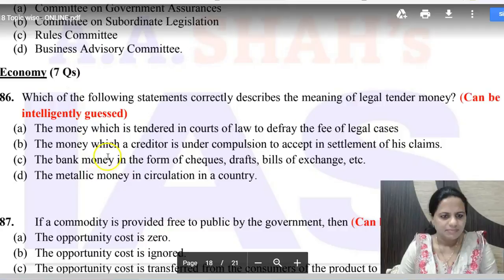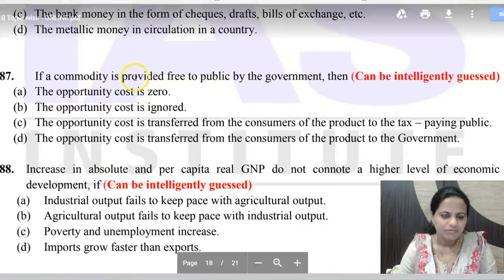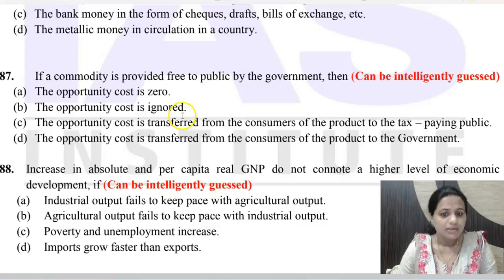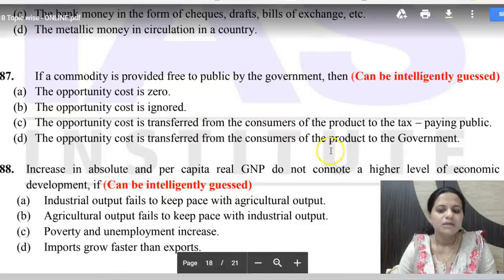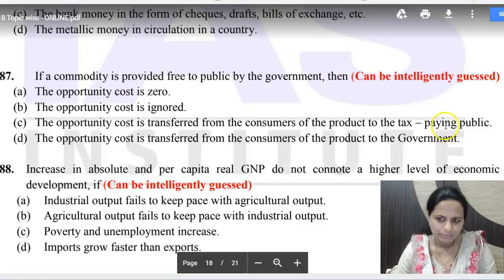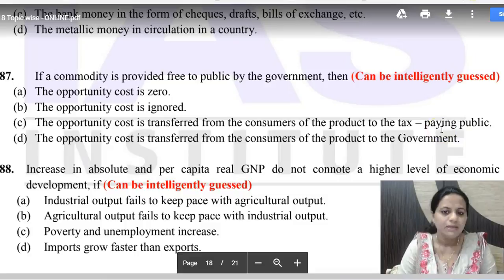If a commodity is provided free to public by the government, then, so if commodity is provided free, opportunity cost is zero, ignored, transferred from the consumers of the product to taxpaying public, or transferred from the consumers of the product to the government. So government eventually is going to be taken care of through the taxpaying money, public money. So this option C is the correct.